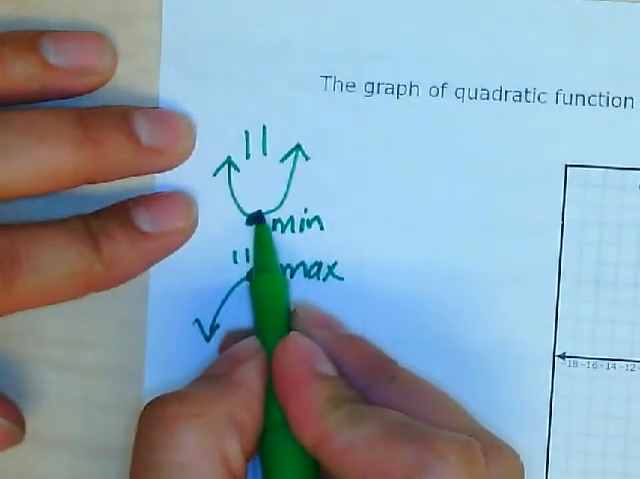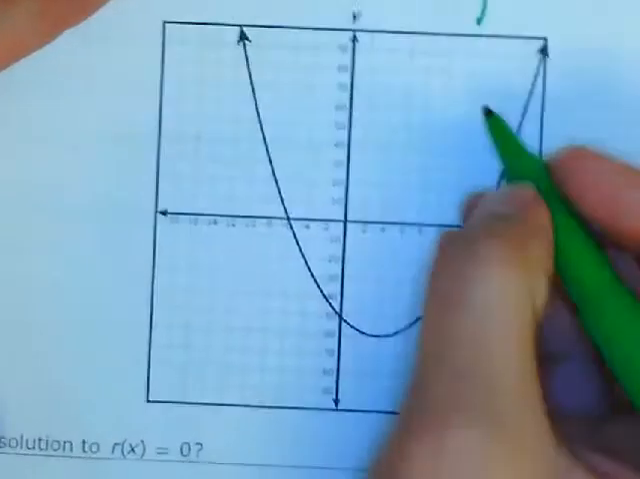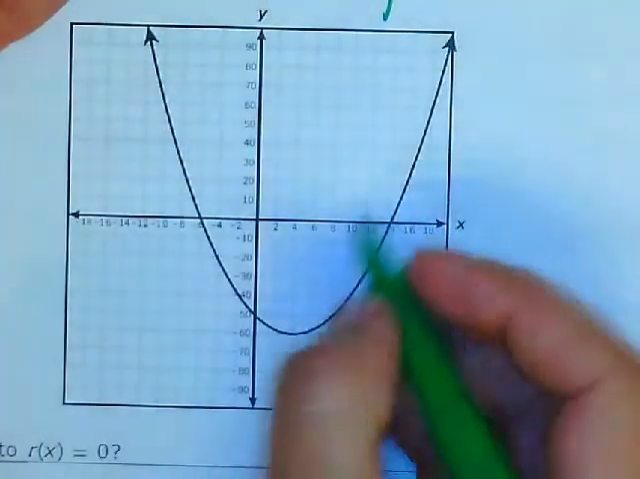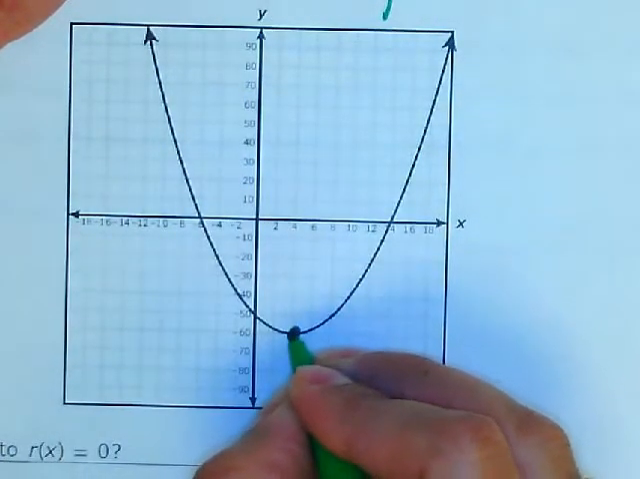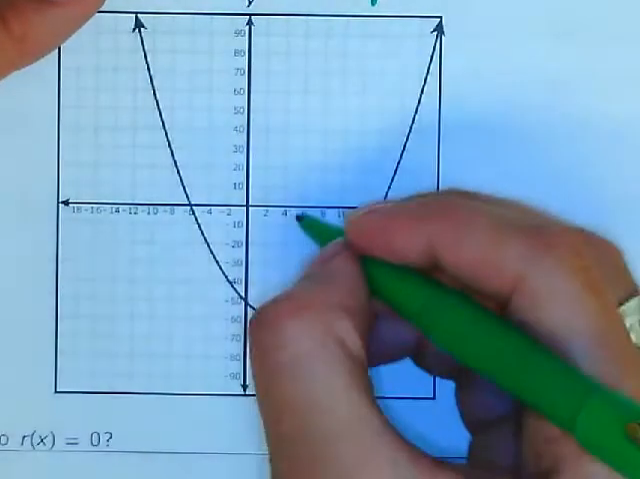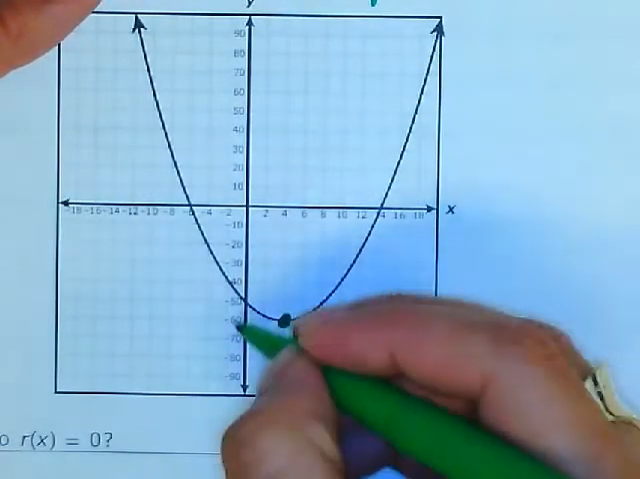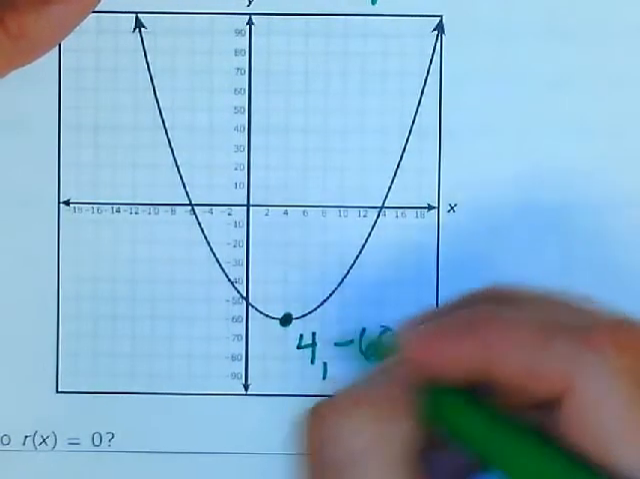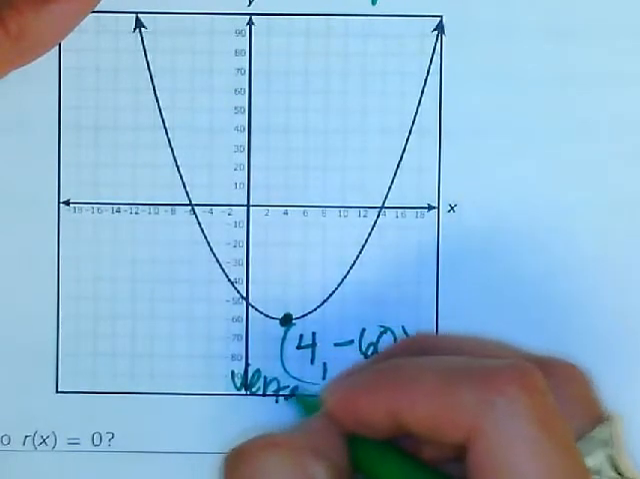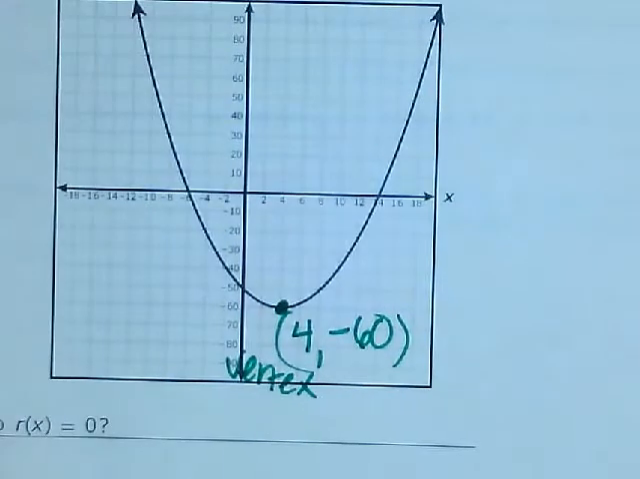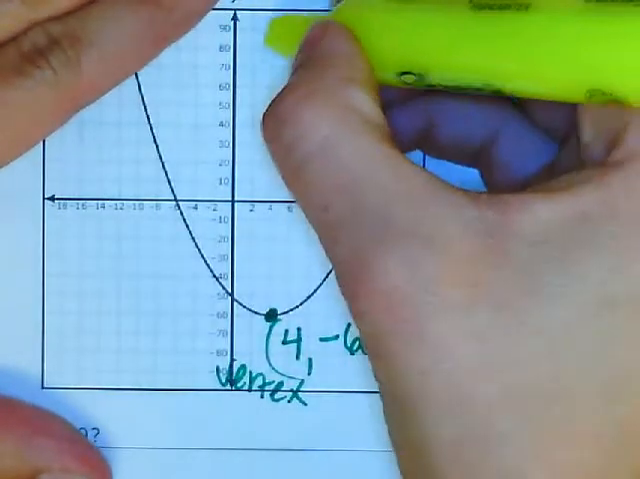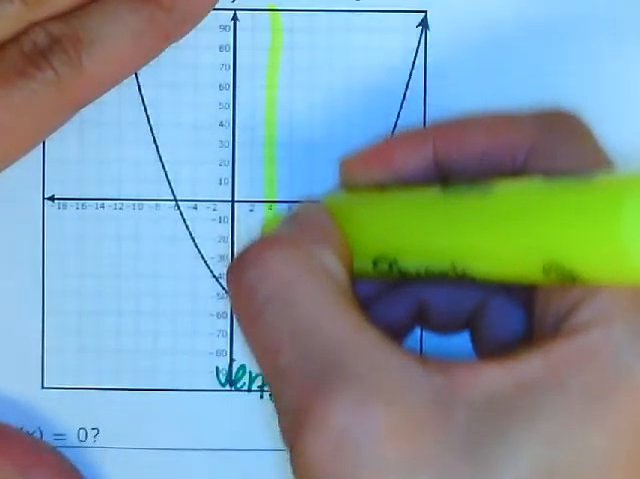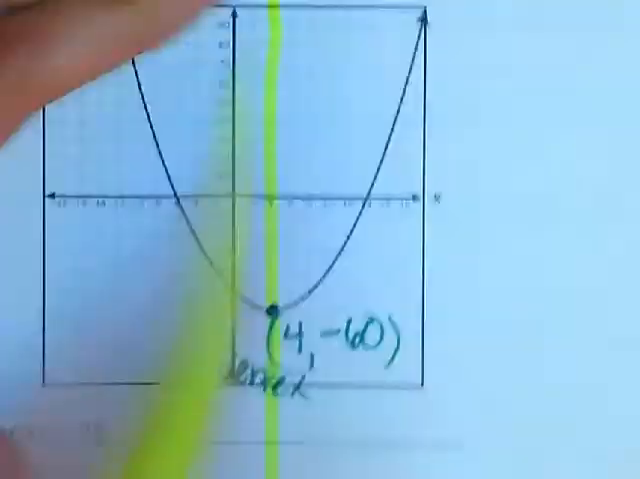The minimum right here is the vertex. Okay, so over here I look at the parabola. The vertex in this case, since this is a smile, it's right here, the lowest point, because it's a smile. So it would be (4, -60). That's the vertex. From the vertex, I can get the axis of symmetry. The axis of symmetry is fancy for the line that cuts this parabola exactly in half, which is this.